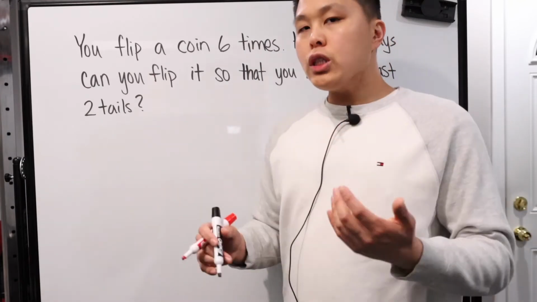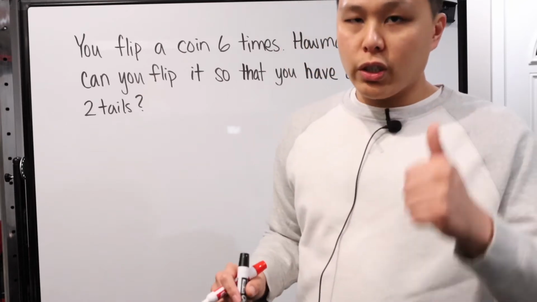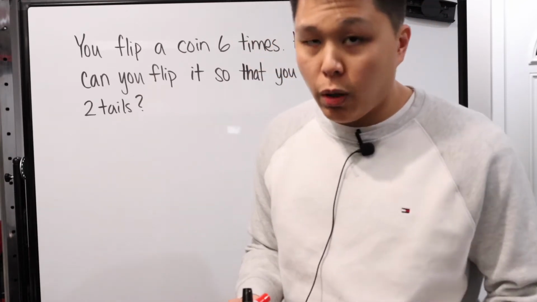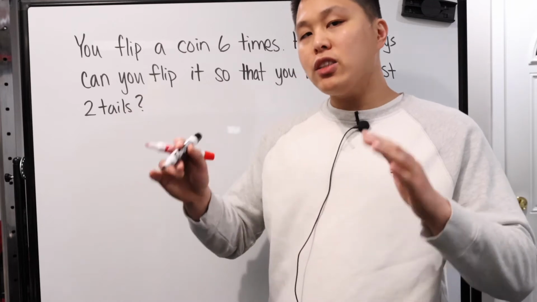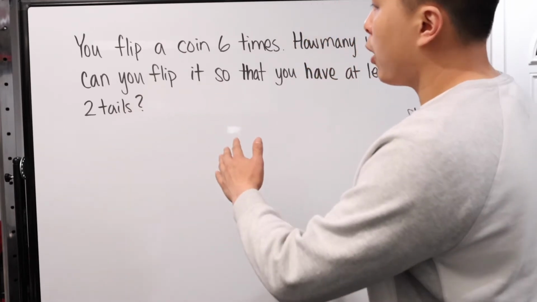Now, usually in terms of counting problems, they're not going to be super explicit on whether it's a combination or a permutation problem. But you can tell based on the context of the problem whether order actually matters or not. So let's look at this problem really quickly.